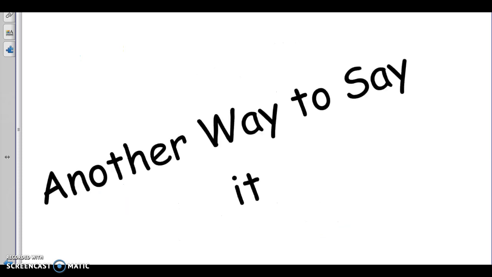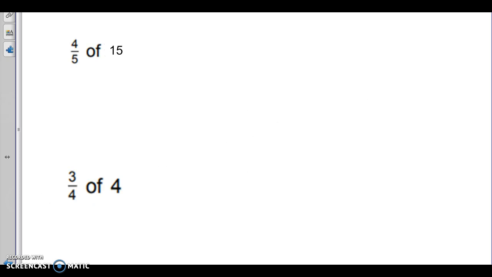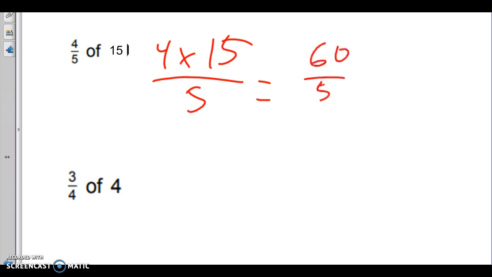All right, so another way to say it is of. Of actually means multiplication when you're talking about it in math, right? So 4/5 of 15 is 4/5 times 15. So by that, you could do 4 times 15 over 5, which gives you 60 over 5, which is going to equal 12 wholes, right?